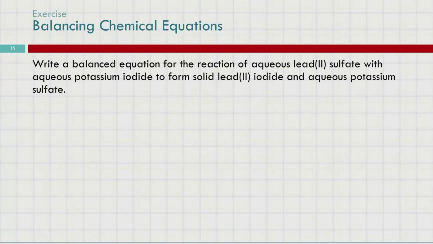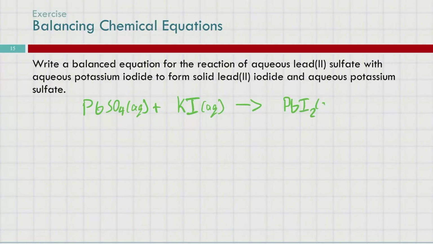In case you're getting stuck on the nomenclature part, I'm going to write out what these are, just so that we're not getting caught up on nomenclature. So lead-2 sulfate is PbSO4, aq. Potassium iodide is KI, also aq. These form lead-2 iodide, PbI2, that's a solid, and aqueous potassium sulfate, K2SO4, aq. So if you're having trouble getting started with the nomenclature, there's our skeleton equation. Now you can balance it.